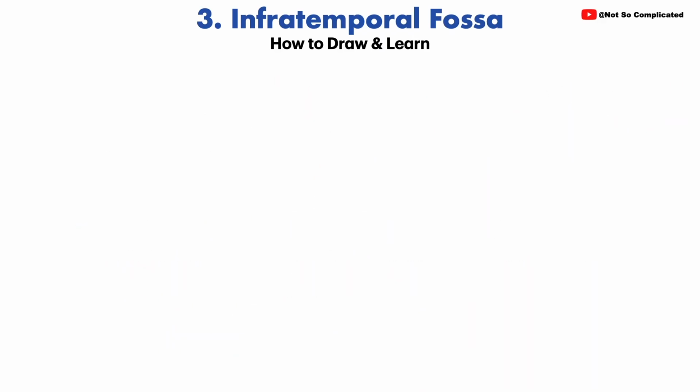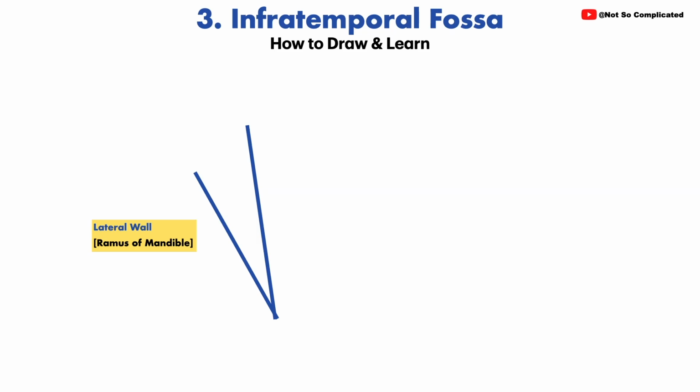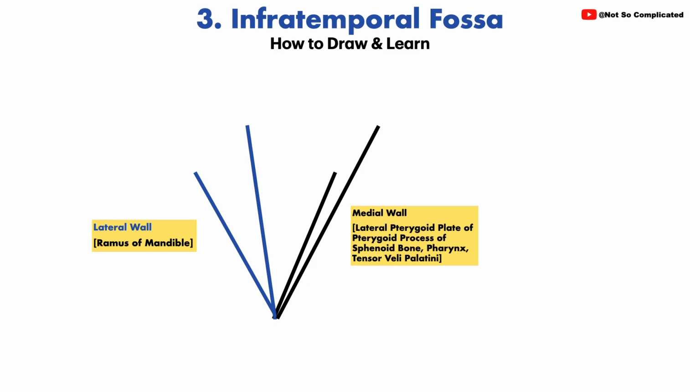So let's begin. We have to make a four-faced inverted pyramid. Keep that in mind. Four-faced means four borders and the superior border, because it is an inverted pyramid. This right here makes the lateral wall, made by the ramus of the mandible, and this right here makes the medial wall, made by the lateral pterygoid plate of the pterygoid process of the sphenoid bone, pharynx, and tensor veli palatini.